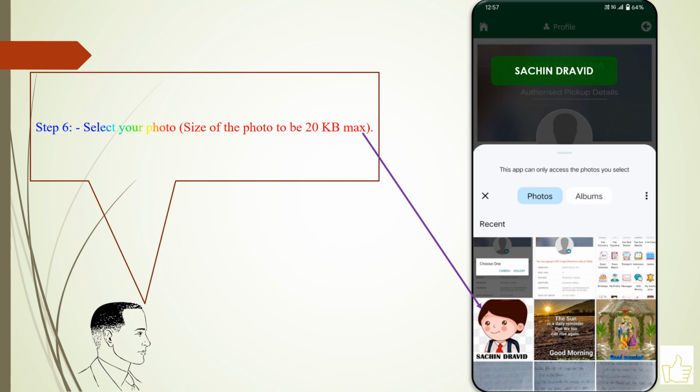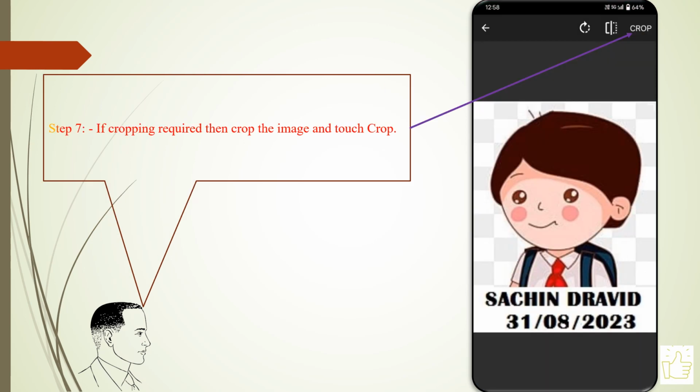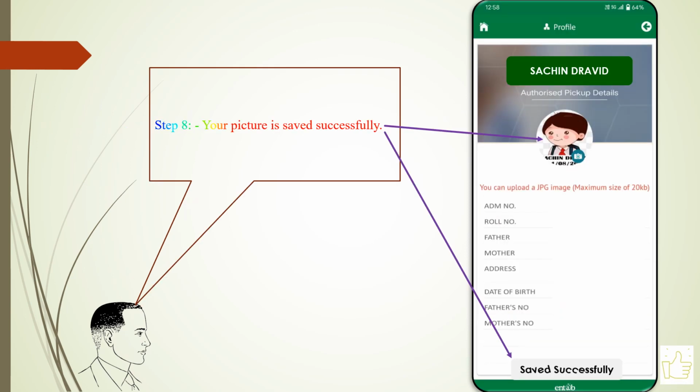Size of the photo to be 20 kilobytes max. Step 7. If cropping is required, then crop the image and touch crop. Step 8. Your picture is saved successfully.